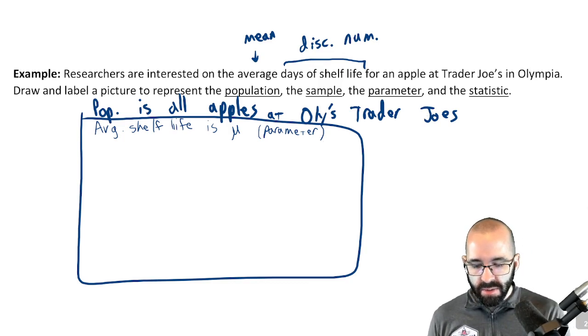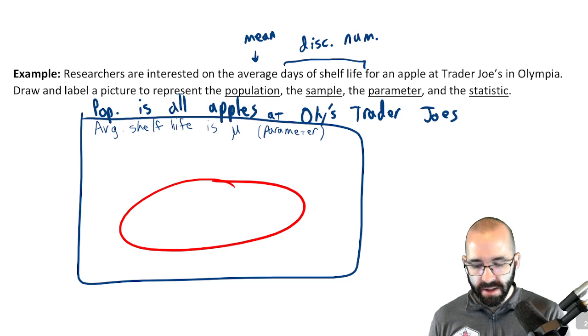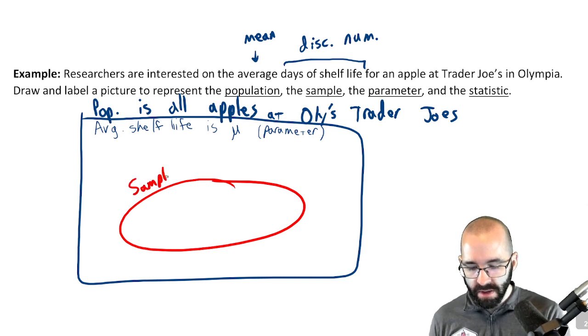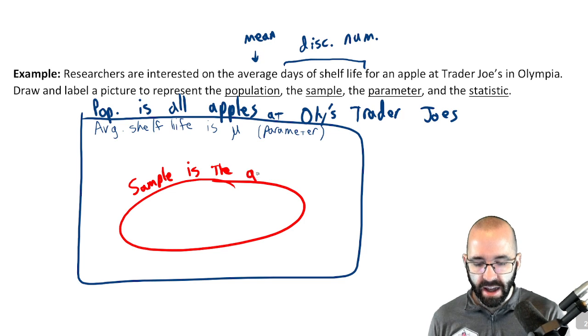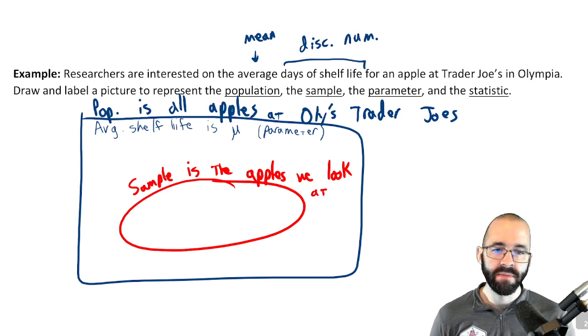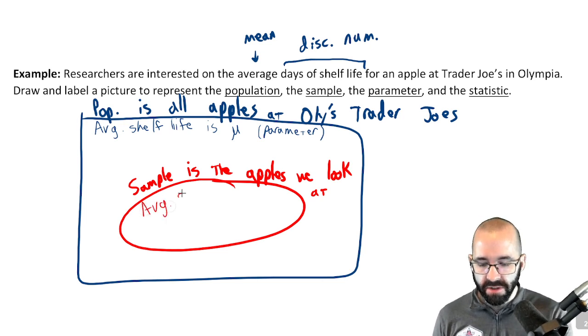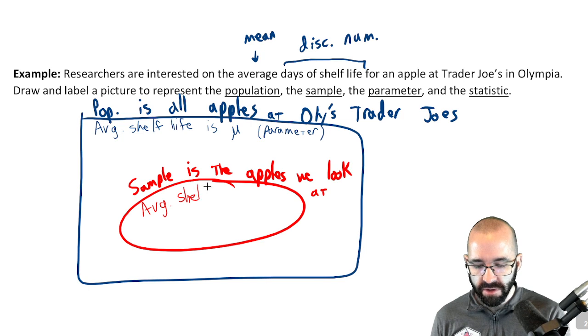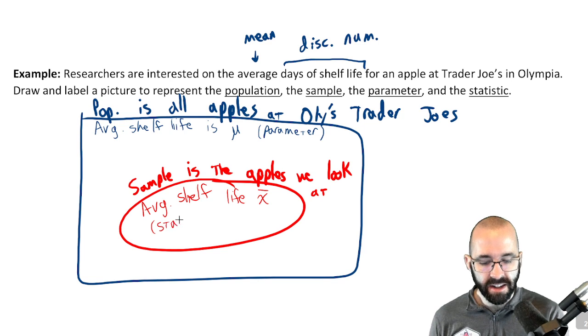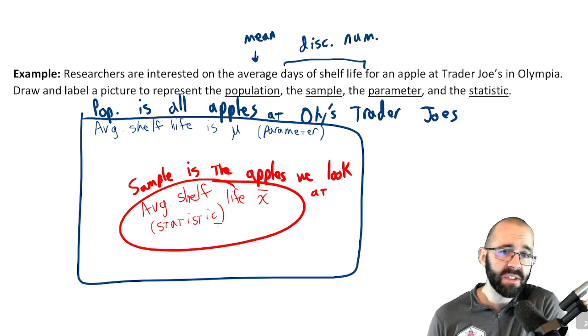But what we're going to look at is some small subset. The sample is the apples we look at. We can't look at all apples at Trader Joe's, probably. We're just going to pick a few, hopefully take a good sample, a representative sample. We talk about that at the end of this unit. And then we can find their average shelf life, X bar. That's going to be our statistic. That's what it looks like for numerical data.